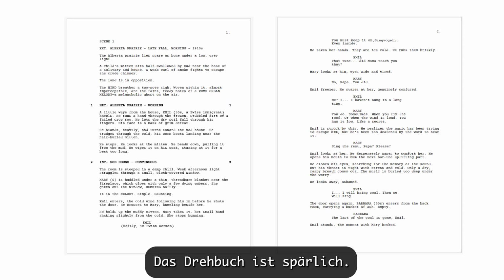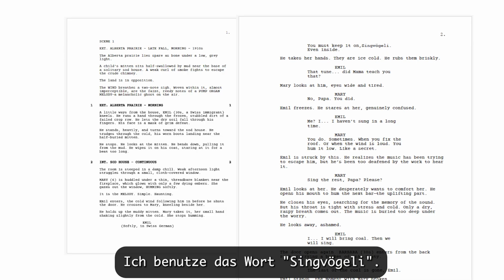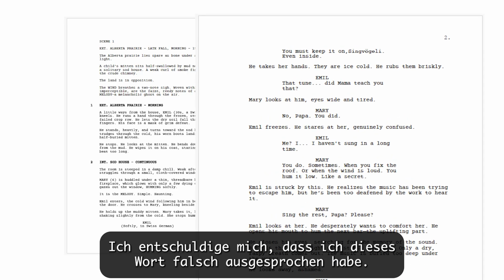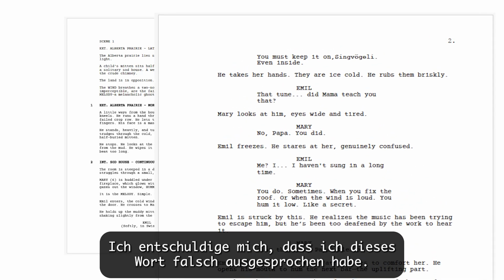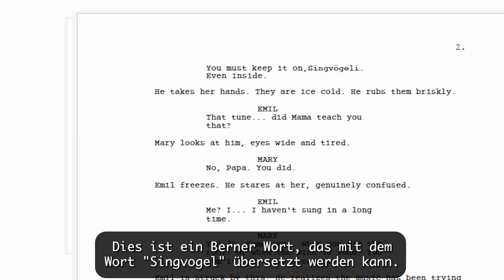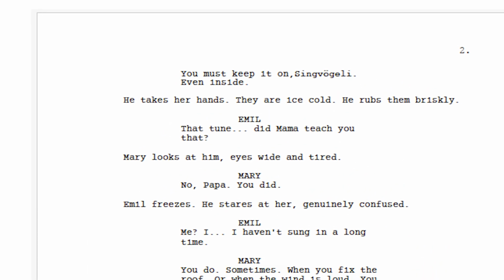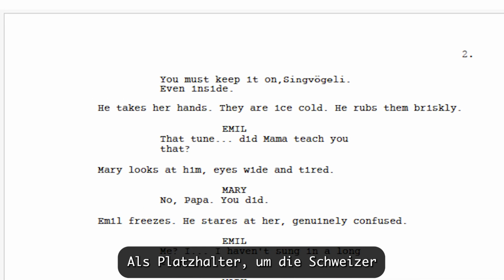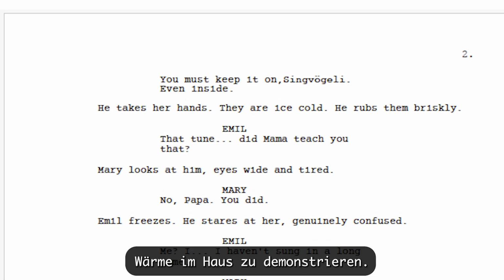The script is spare, the wind does the talking. I use the word singvoli, and I apologize for mispronouncing this word, but this is a Bernese word which translates into the word songbird, as a placeholder to demonstrate the Swiss warmth inside the house.